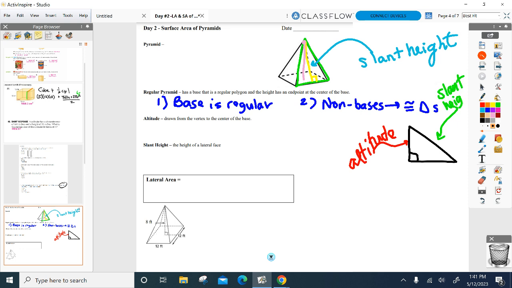What about the missing side? What about this here? This bad boy right here. Am I ever going to be able to find that length? That's going to be half of whatever the base length is. Okay? That's going to be half the side of a base. Of the base, anyway.